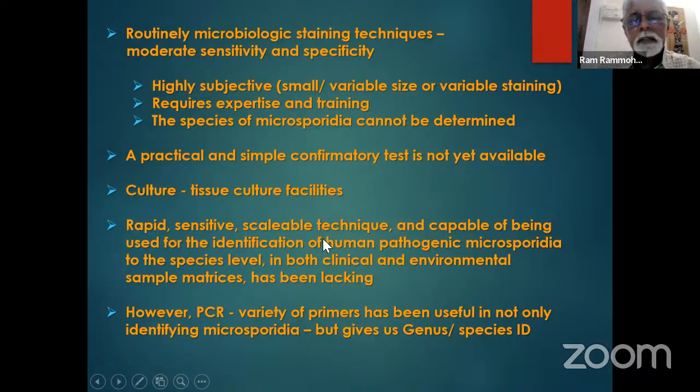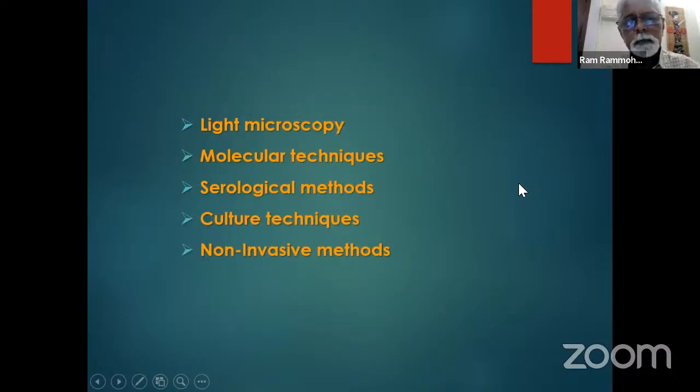So a rapid, sensitive, scalable technique capable of identifying a human pathogenic microsporidia to the species level, practically, in both clinical and environmental samples, has been lacking. However, PCR, using a variety of primers, has been useful not only in identifying them, but also in identifying the genus or the species.